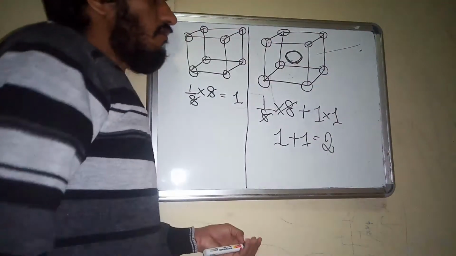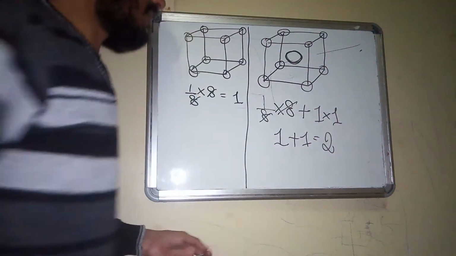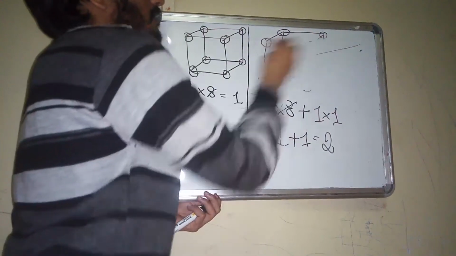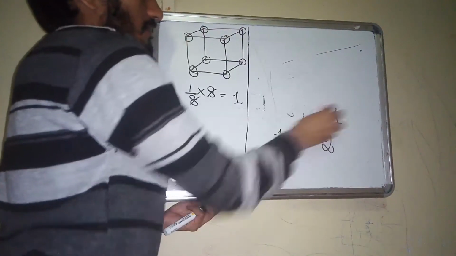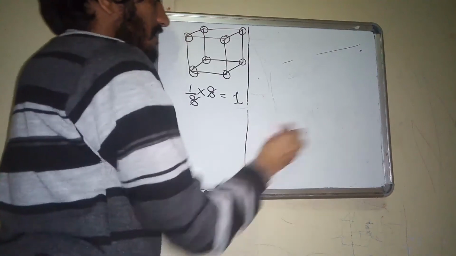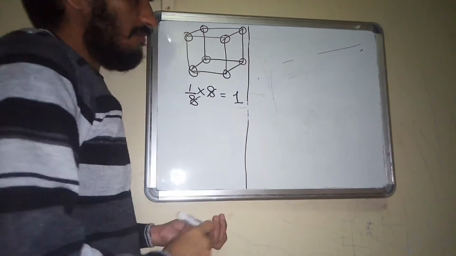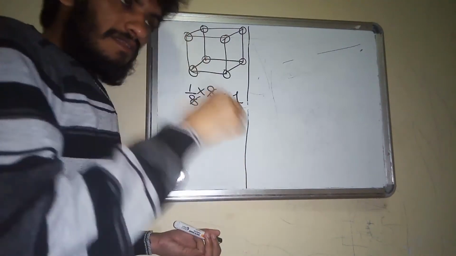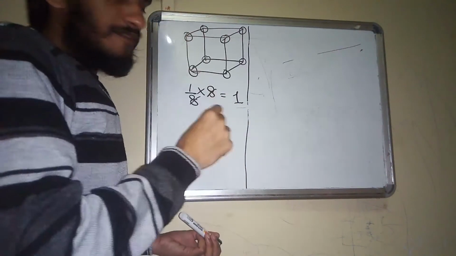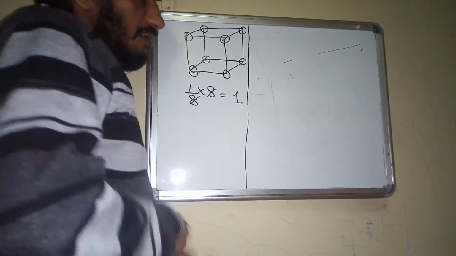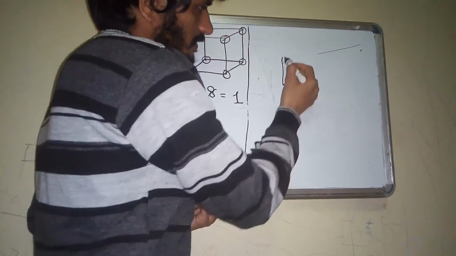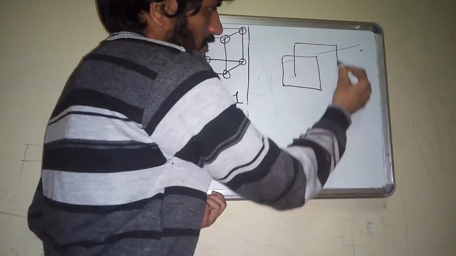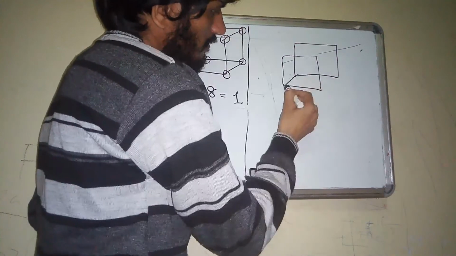Now what about face centered? Now see students, what about face center? What is meant by face center? Body center means in 8 corners 8 atoms or particles are present, and in the heart of the body 1 atom is present. But whereas face center, we are taking a cubic unit cell. This is a cubic unit cell. Now see here what is happening in this cubic.